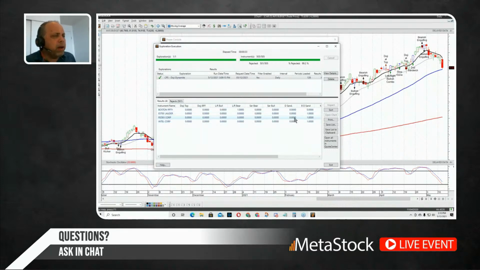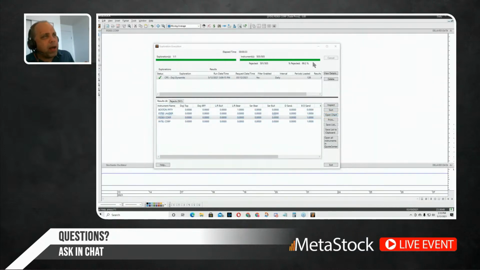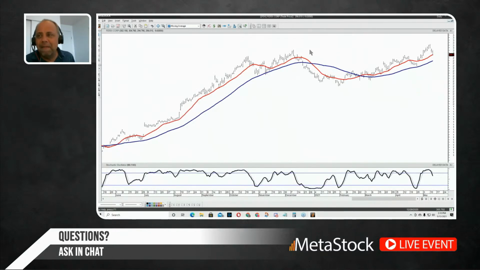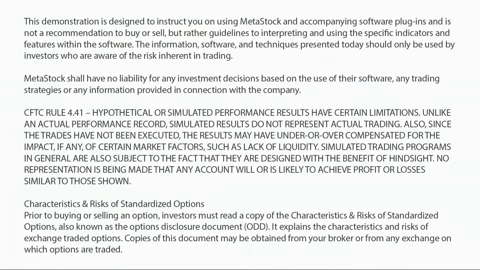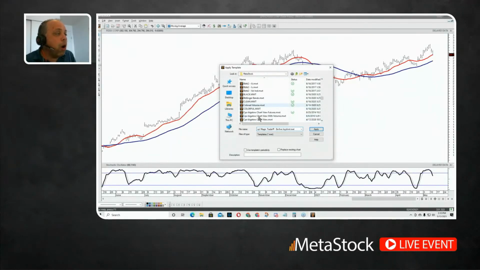So let's go ahead and take a look real quick. We're going to look at this bearish doji sandwich, and I'm going to open up Federal Express Corporation. So go ahead and open this up. I'm not going to recommend that you buy this today because I can't, or that you sell it or go short. But if I apply the template, we can take a look at where we're at here, and make a decision for ourselves in terms of what we want to do.